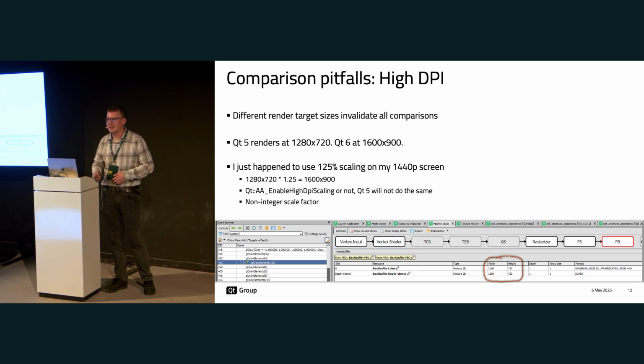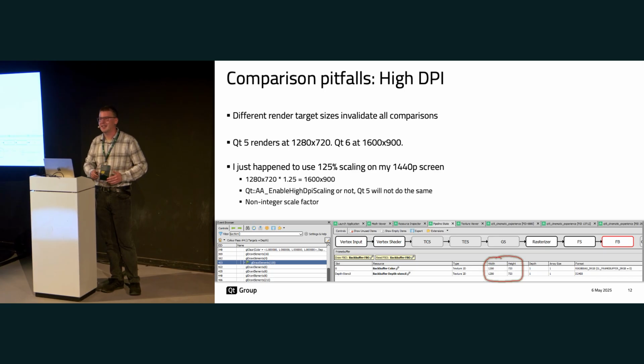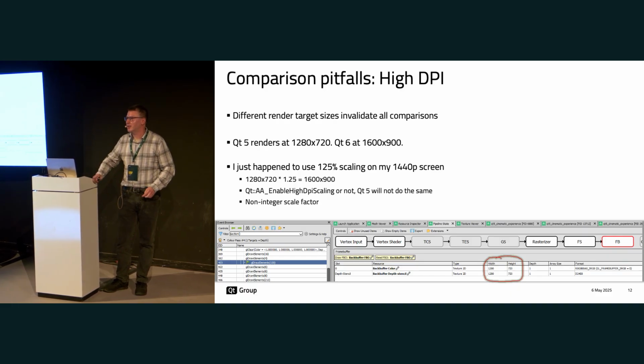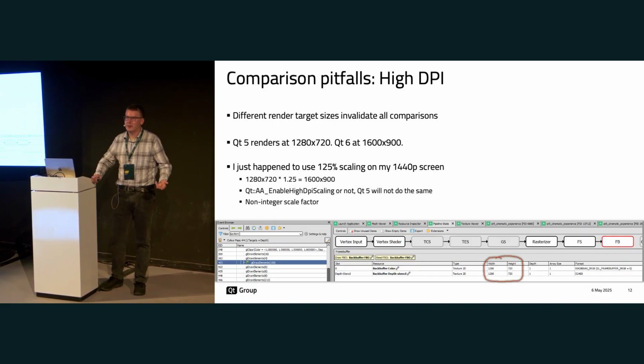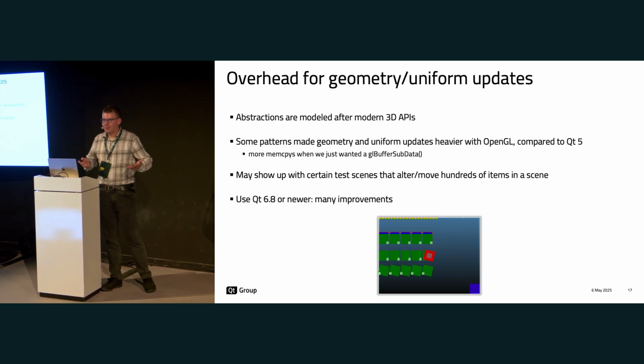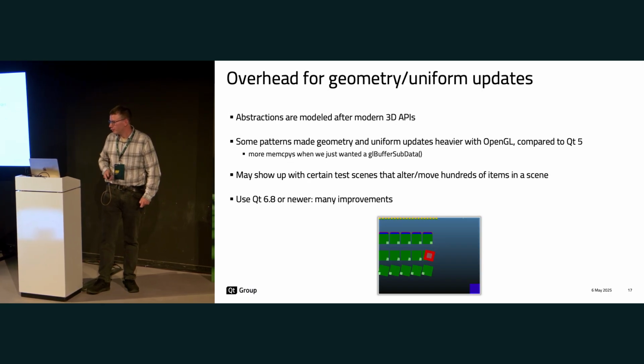Sometimes I think this is a bit overlooked, that the render target sizes really matter, mainly for GPU usage, of course, because there are more fragments to shade. That depends on the architecture, but the memory usage is higher, and a little bit also the CPU usage might be affected. So things like that matter.